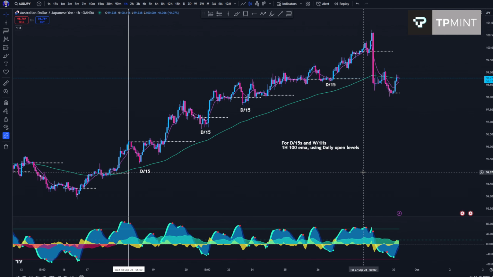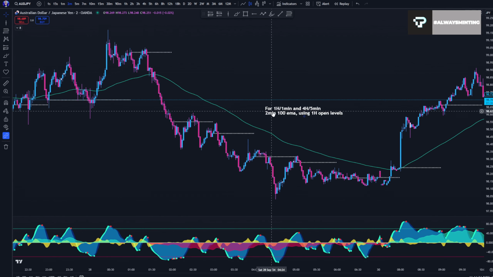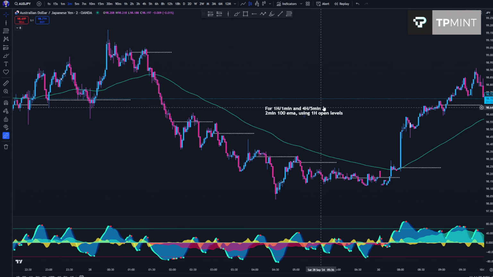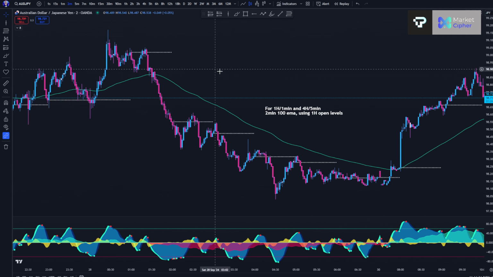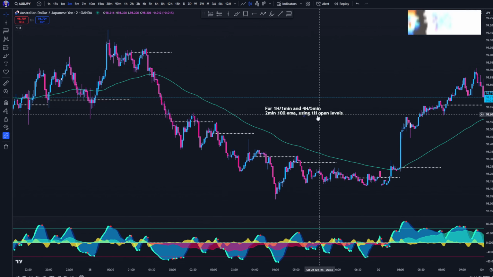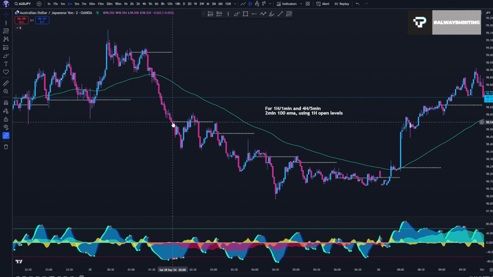So that is the swing time frames. I'm now going to talk about the scalp time frames. This is for if you're playing the 1 hour 1 minute or the 4 hour 5 minute. I have changed the EMA to be the 2 minute 100 EMA. I'm staying on the 2 minute time frame, and the levels I have changed to the 1 hour open. So each of these levels is 1 hour, 1 hour, 1 hour.